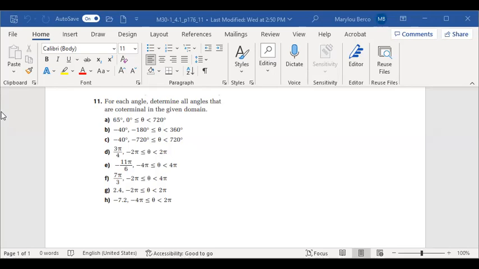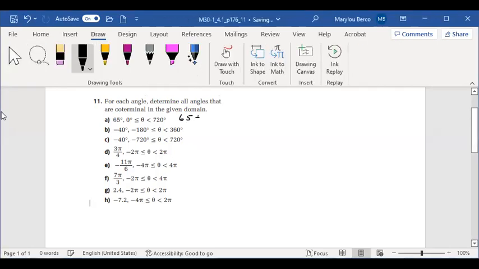For A, we have 65 degrees, and the domain is between 0 and 720 degrees for theta. So we have 65 plus 360 degrees, and we get 425 degrees. So in the domain 0 is less than or equal to theta, is less than or equal to 720, the angle 425 is coterminal with 65 degrees.